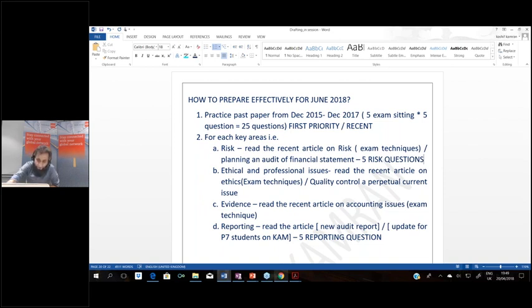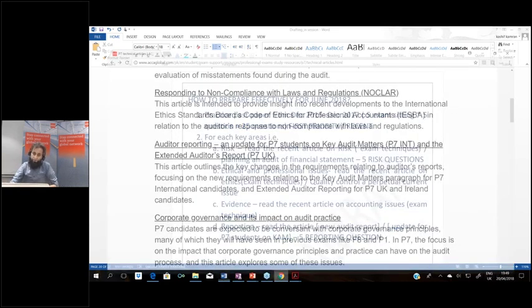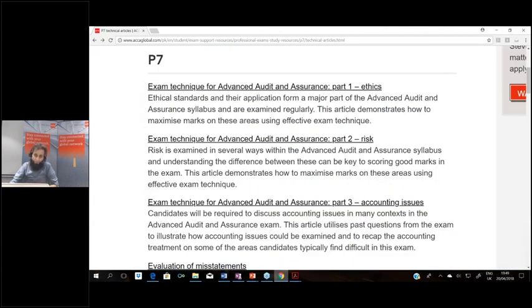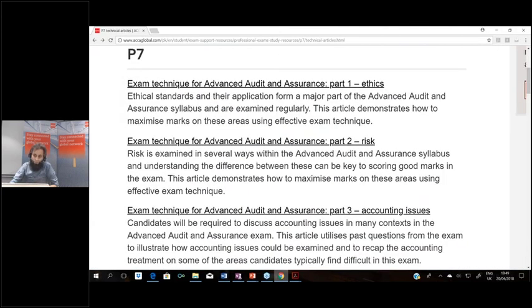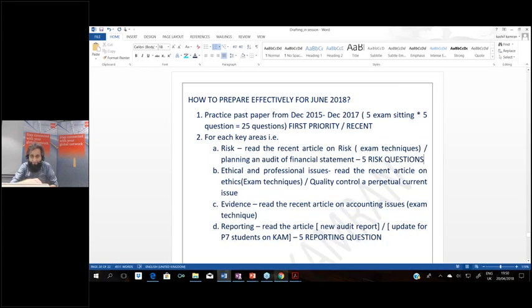ACCA resources are so good, right? These first 3 articles here are so very important, because they really tell you how to write and how to take marks. So please do read these part 1, 2, 3 articles on your screen currently, right? I think this should be a plan for you, how to effectively prepare for the June 18 exams.